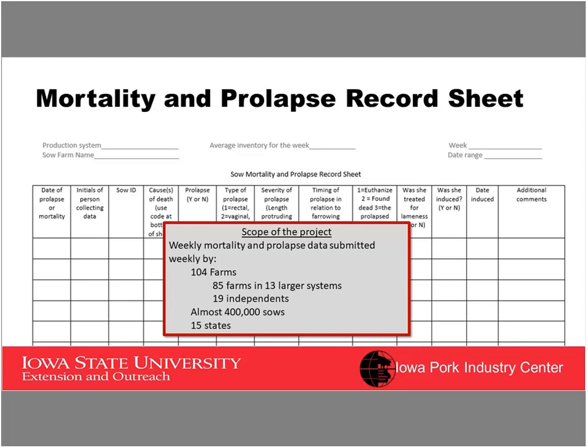Essentially, we collect mortality data in a consistent format. We have very few reasons of death, three of which are related to prolapse, that can be added to the sheet, so that we can track how mortality is changing over time, and also how that relates to specific types of mortalities, whether it be prolapse or lameness or unknowns. And so our data represents about 104 farms across 15 states that have an inventory of about 400,000 sows.